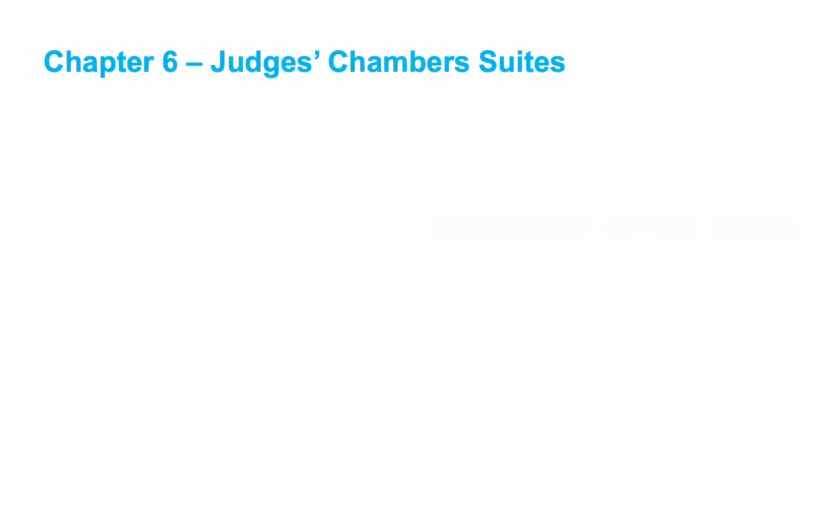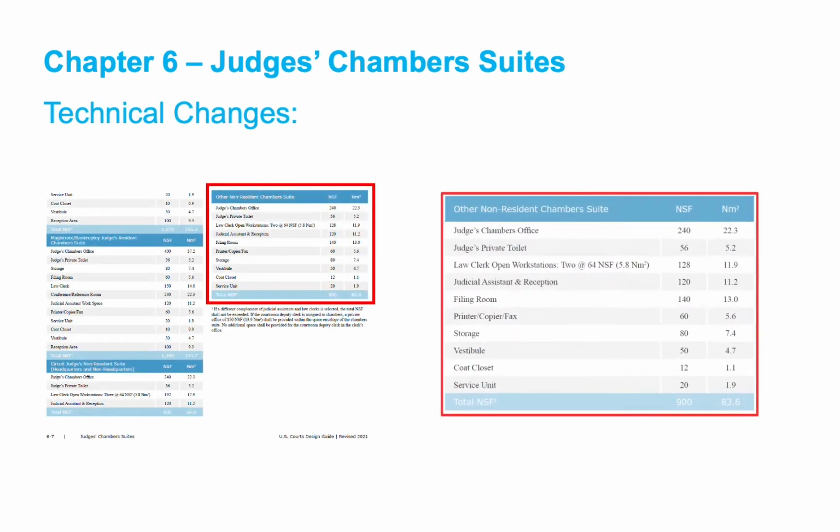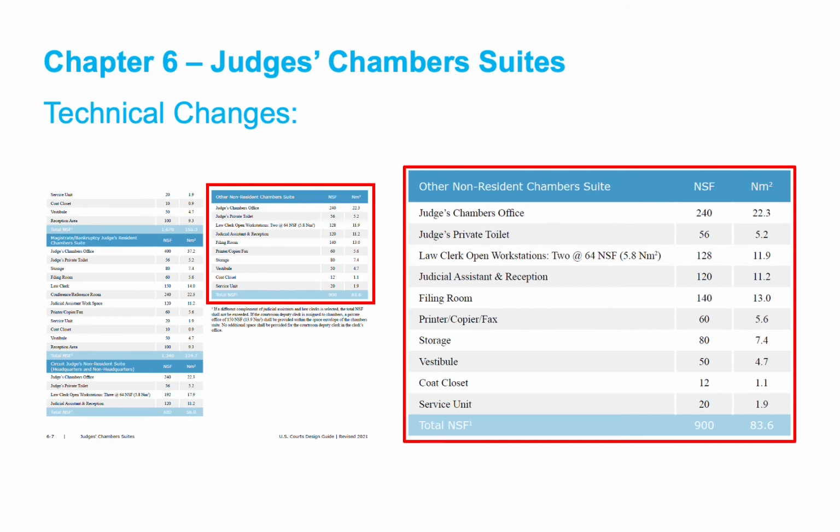In the previous design guide, space for other non-resident chamber suites was allocated via a footnote in Table 6.1. The new table outlines the spatial components that compose the 900 net square foot chamber suite.